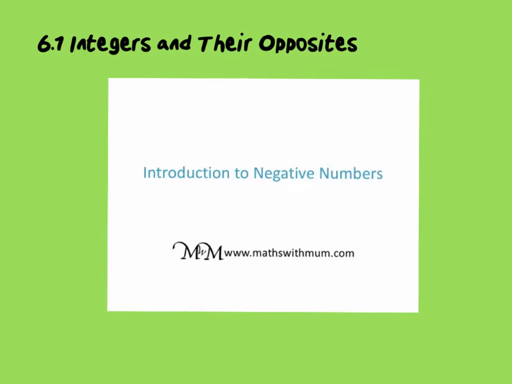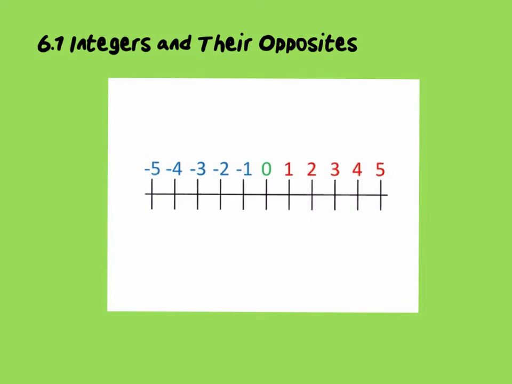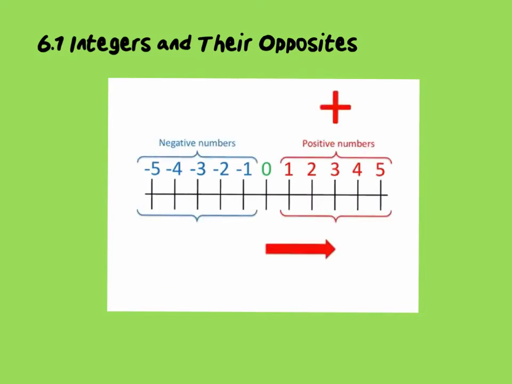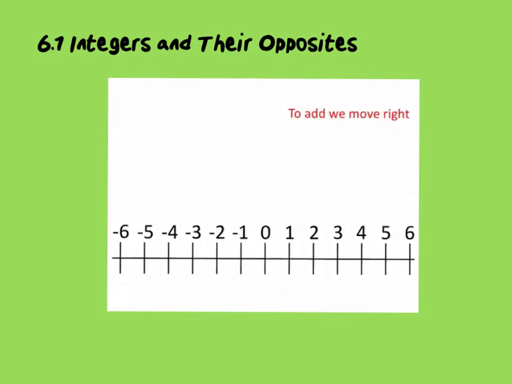I have this tiny video embedded in this lesson, and I just want you to watch this first part. It's talking about how the positive numbers are on the right-hand side of the zero, and the negative numbers are on the left-hand side of the zero. So that is basically what we're talking about today: integers and their opposites.